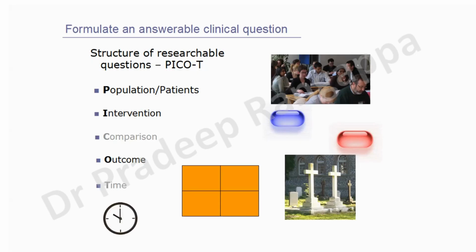So PICO-T are the key components that you would look into in any research paper. These are the questions that should instantly come into your mind. So there's another acronym called IMRAD. So for trainees in exams, we say, how do you approach?